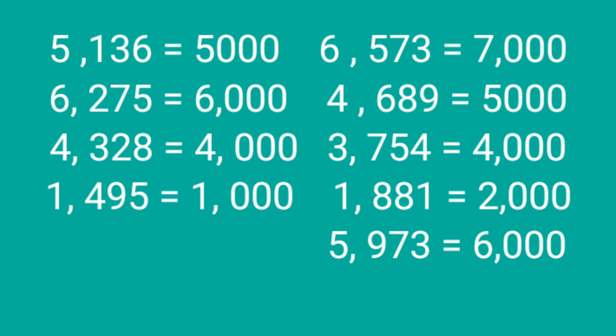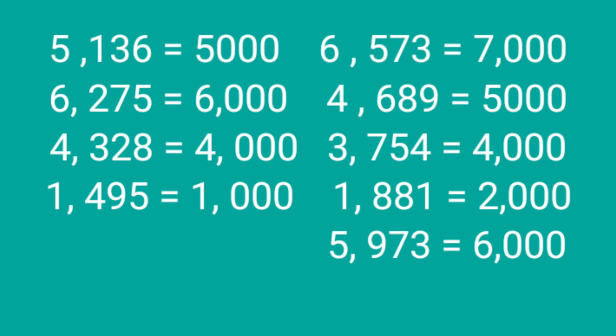So underline it and then look at the number at the right side of the numbers that you are going to round up. Okay, so beside 6, at the right side of 6, you have there 5. Right side of 4, you have there 6. Right side of 3, you have there 7. Right side of 1, you have there 8. And the right side of 9, you have there 9.